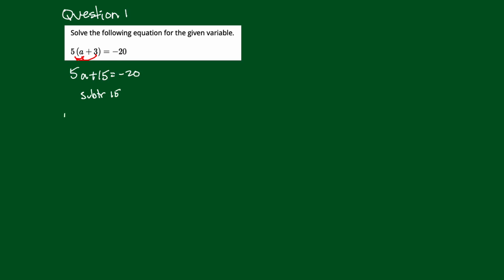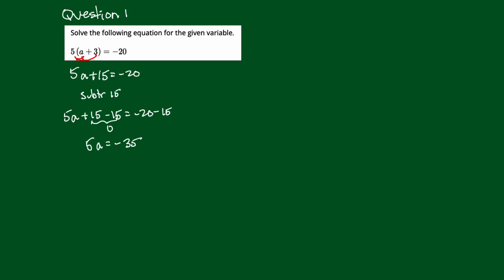Now, I'll write it all out. It'll look like this. 5a plus 15, subtract 15. But if I subtract that 15, I have to subtract it from both sides. Now, this part here is just a 0. So I'm going to get 5a equals, now, negative 20 minus 15 is negative 35.